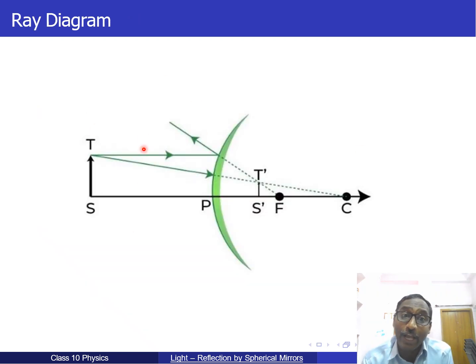This is a ray diagram. So this is the parallel ray coming from the object. It is getting divergent. The reflected ray is diverging.